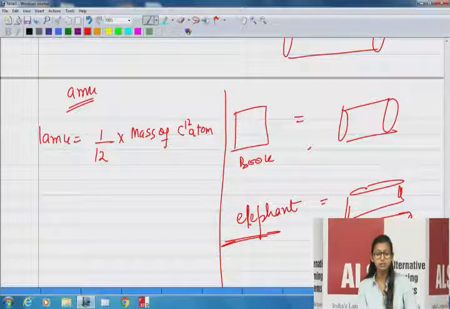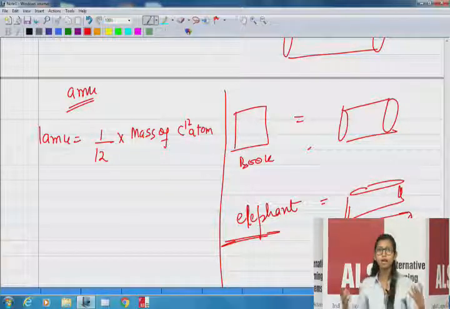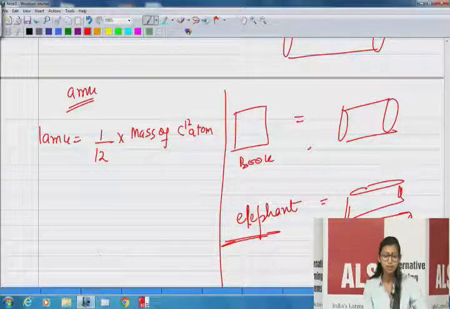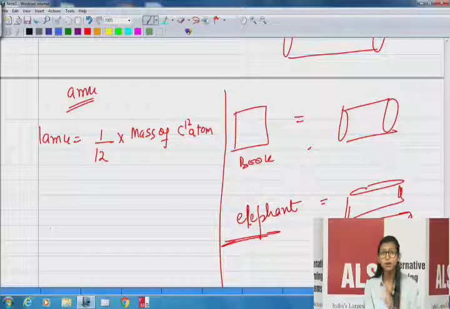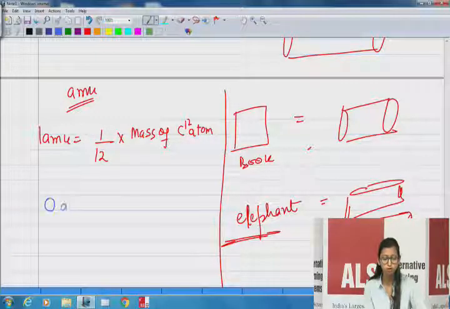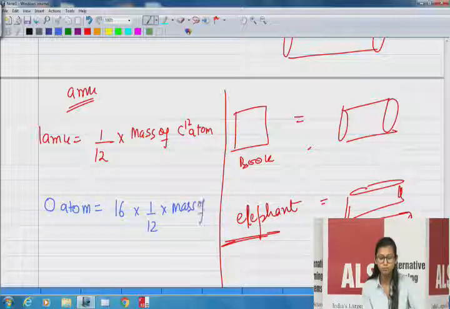The scientists have taken carbon as the reference here because carbon is found in abundance, and its properties don't change so much. So we have taken a very abundant isotope of carbon, that is C12. Now, if I want to measure the mass of an oxygen atom, how does it come out? It comes to be 16 times 1 by 12th of the mass of a C12 atom. This is what actually happened.